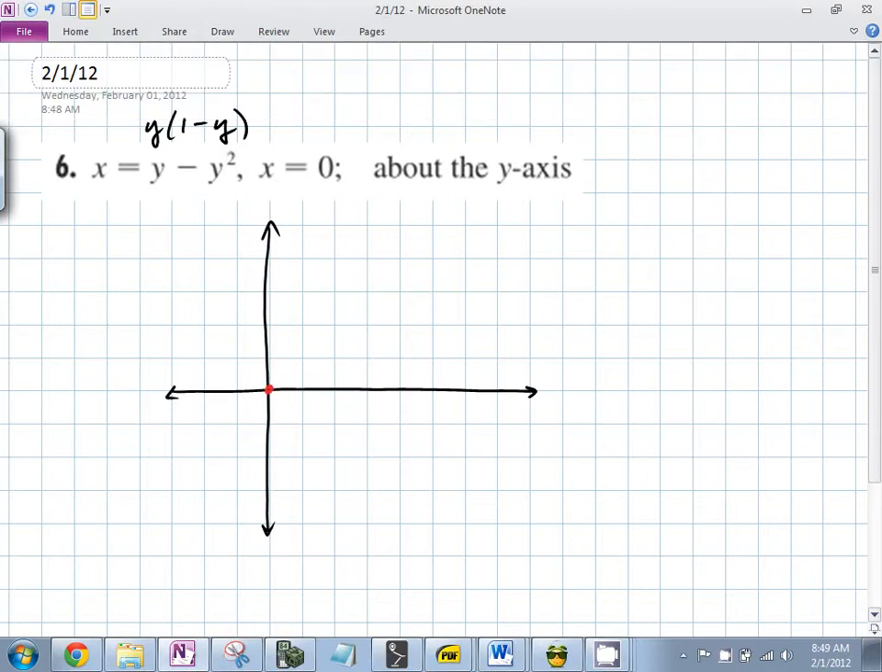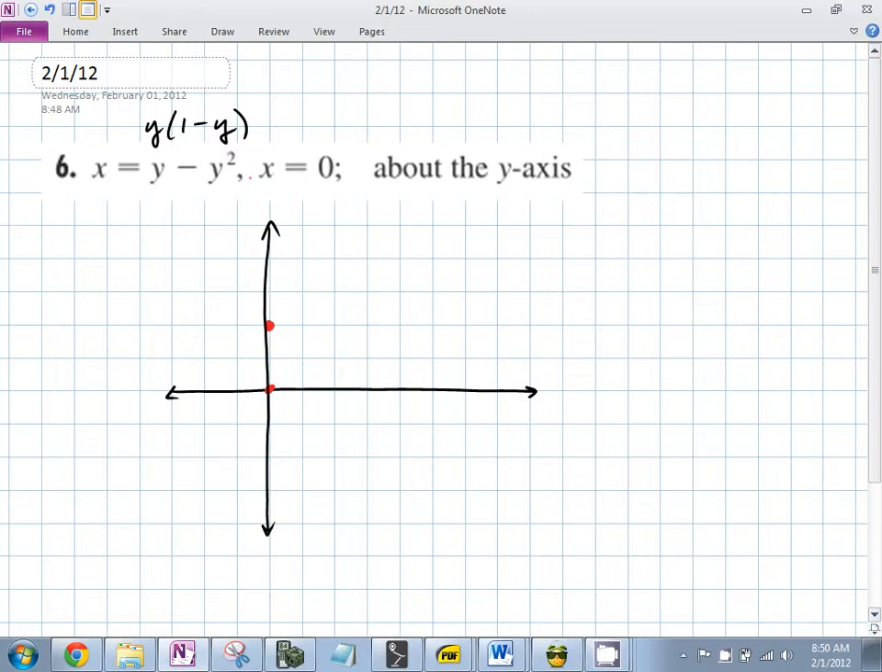0 and 1, correct. What kind of shape is this going to have? It's going to have a different orientation, but what type of shape is it? Parabola, facing which way? The side, that's not enough. I need left or right. Does it go to the left or does it go to the right? How could you figure that out? What's the easiest way to figure out if it goes left or right?